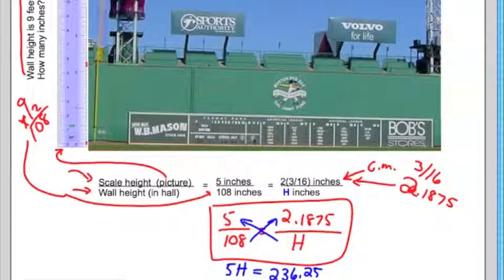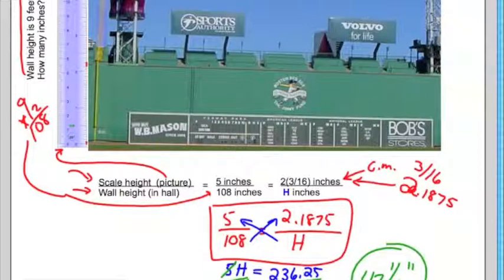Now looking at this, knowing what you learned in pre-algebra, we look at the left-hand side. We have 5 multiplied by h. How do you undo multiplication? Yes, that's right, you divide. So we divide by 5. The 5's cancel out. That leaves h equals, so the height of the green monster out in the hall is going to be 47 inches and a quarter of an inch, 47.25 inches. So you can read it as 47.25, or better known as 47 1/4 inches.